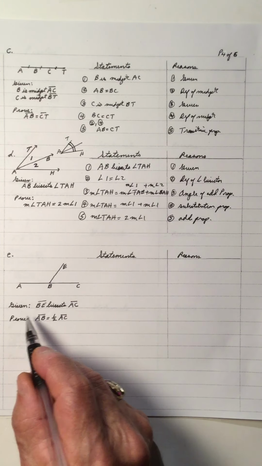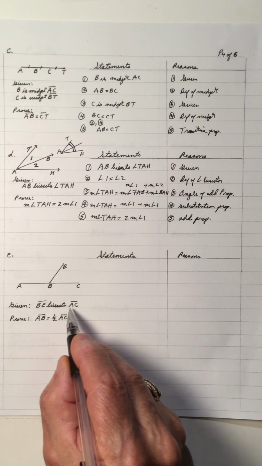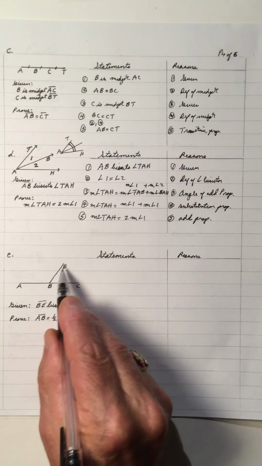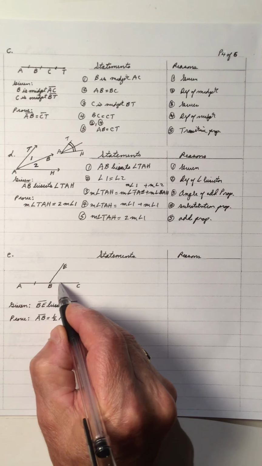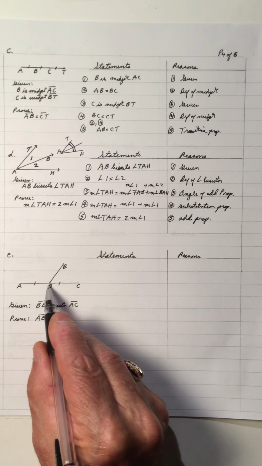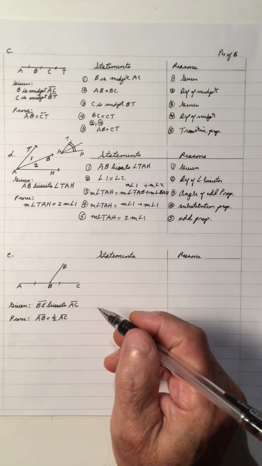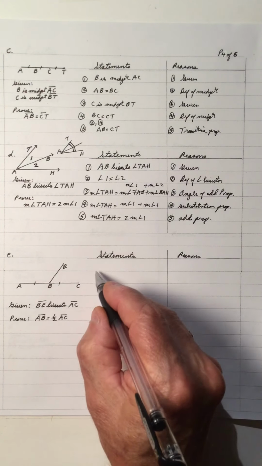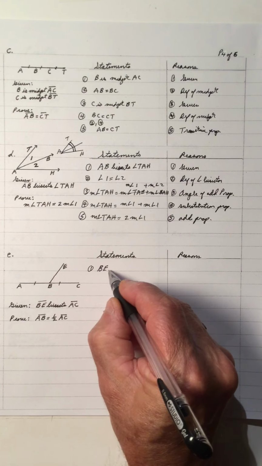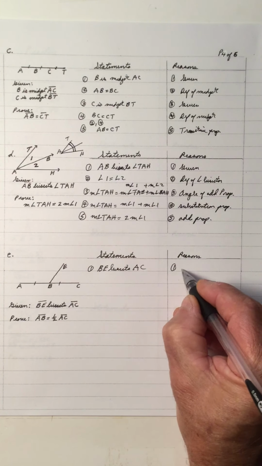E, we have another proof. Let's see. BE bisects AC. So BE bisects AC, that means these two, AB is equal to BC. Prove that AB is half of AC. Okay, that means I have to use the segment addition property and see what happens. So here we go. Number one, BE bisects AC, given.